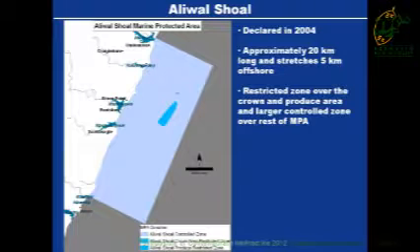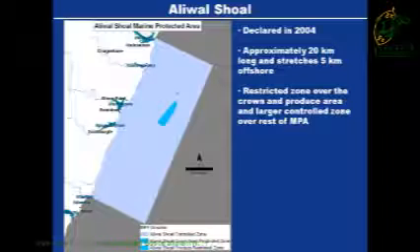If we look at Aliwal Shoal, it is currently a marine protected area. It was declared in 2004. It's 20 kilometers long, stretches 5 kilometers offshore, and consists of a restricted area over the Produce and a much larger controlled area.